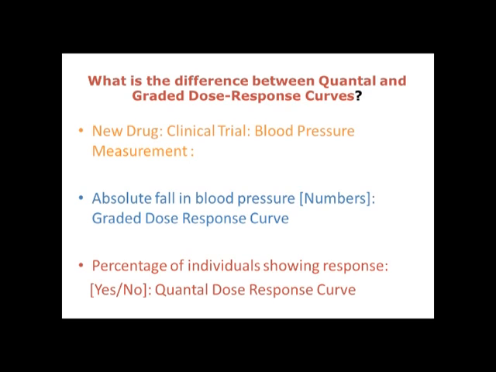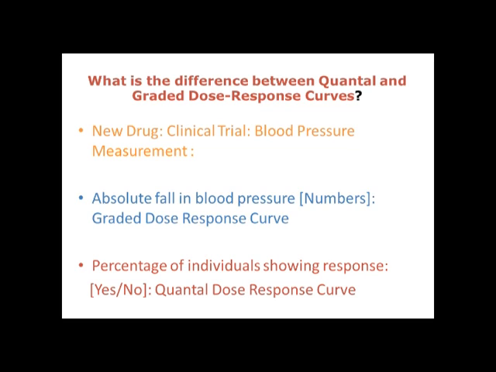A quantal dose response curve will be something of a qualitative data, where it's like whether this antihypertensive drug under trial is able to bring down the blood pressure or not. Whether the person with high blood pressure responded, whether his blood pressure has been brought down by this drug or not. So the response is usually yes or no. Out of the 1,000 individuals in whom the drug was given, 400 individuals responded to the drug treatment, so their blood pressure was brought down.